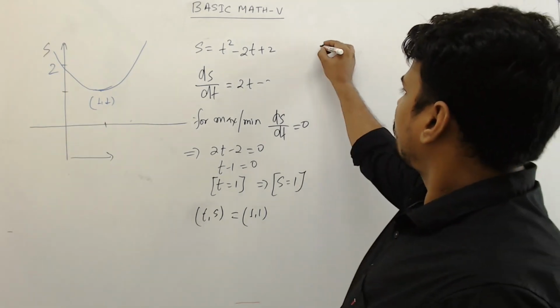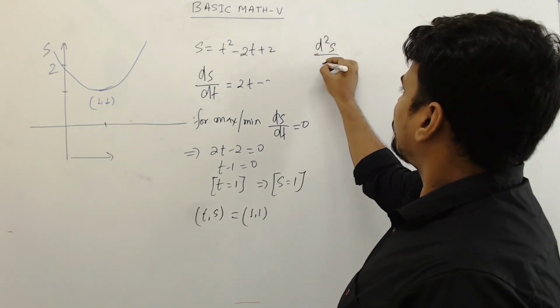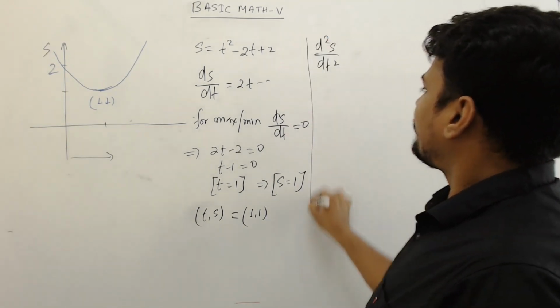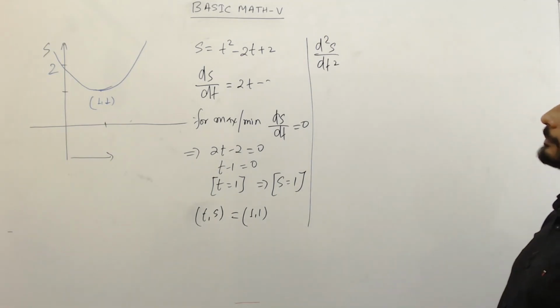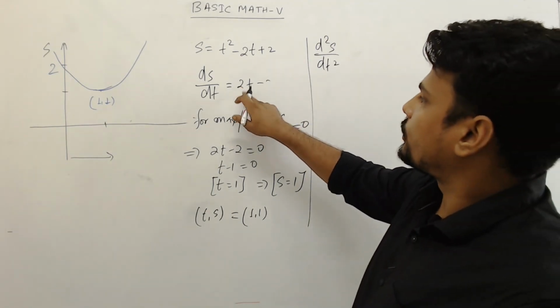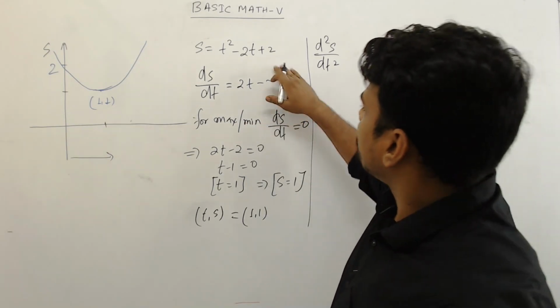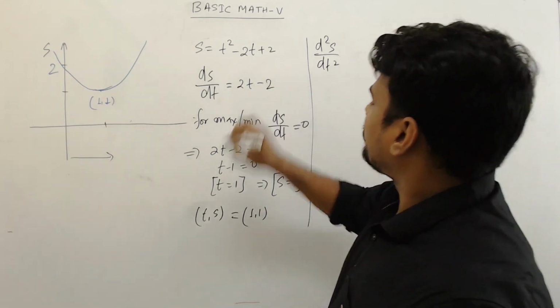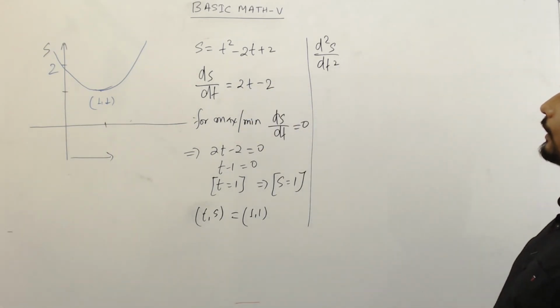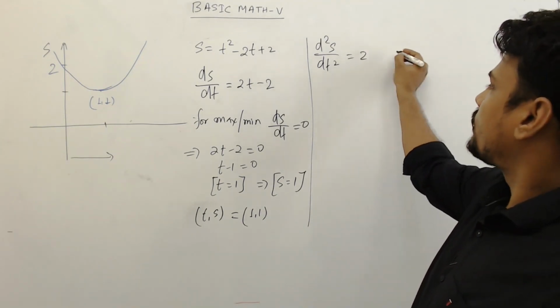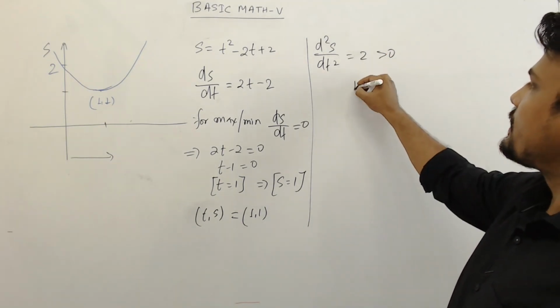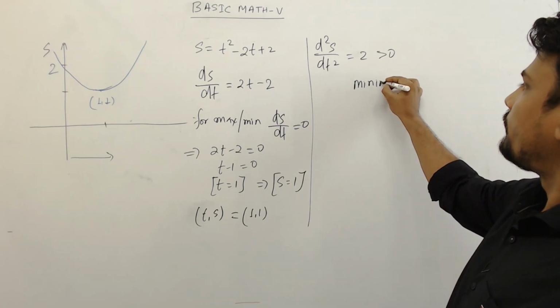Let us figure out whether the point is maxima or minima. For that, we have to differentiate this one more time. So, let us find d square s upon dt square. Well, that is going to give you how much? If you look at this part, d square s upon dt square is going to be 2. I think that got erased. So, this is going to be just 2, which is more than 0. It means this point is the point of minima.